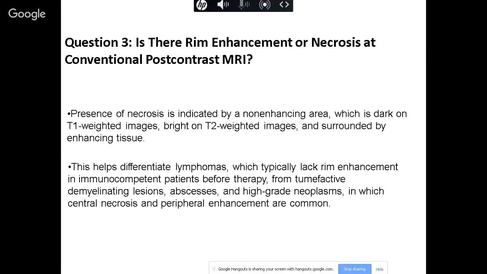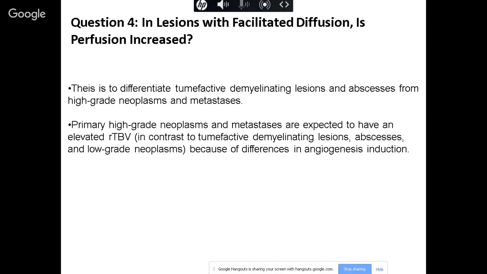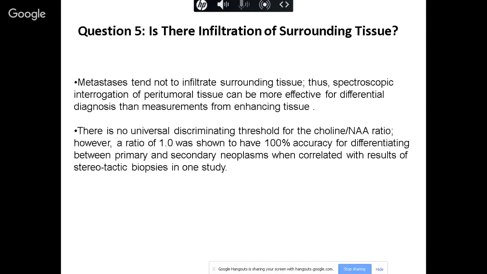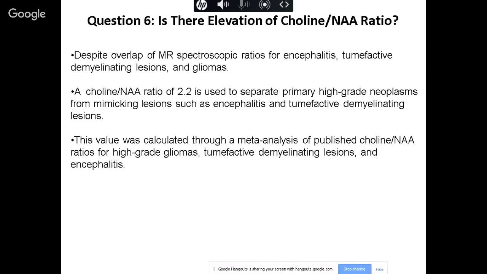Ring enhancement or not, is there necrosis or not. If it has necrosis, GBM, and it could be lymphoma. No necrosis, maybe low-grade there. And the pattern of the enhancement, and then restricted diffusion or not. Perfusion increased suggests GBM because of high vascularity. And then what happens with infiltration of the surrounding tissue? Low-grade tumors have a lot of infiltration into the surrounding tissue. So this is MRS.